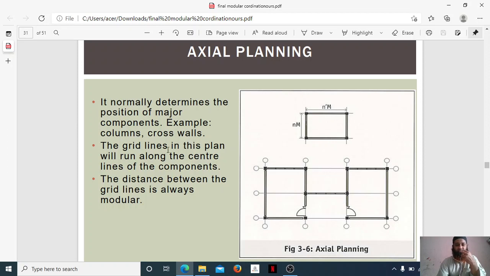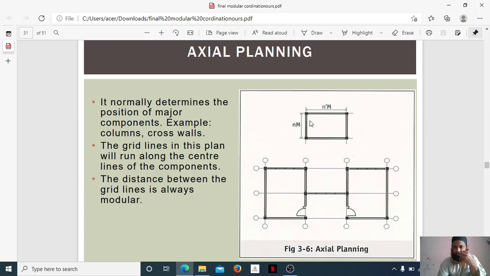The grid lines in this plan will run along the center lines of the component. So grid lines run along the center line of the component. You can see here, this is the grid line. It is running along the center line of the component. You can see here the center line, and this has been marked for columns and cross walls. For columns, we want to see what is center to center. So this grid here has been marked at the center. You can see here all these grids. You can see these lines with a circle here.